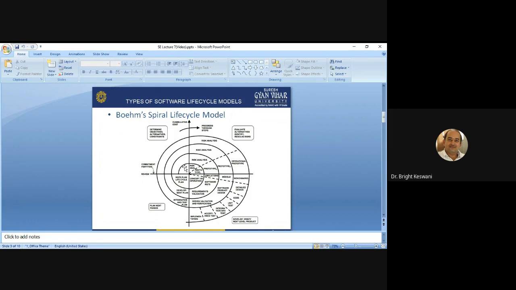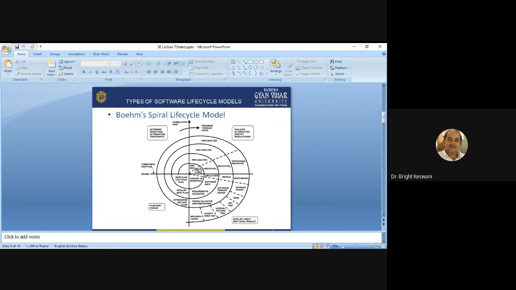the alternative means of implementing this portion of the product, and the constraints imposed on the application of the alternatives. The next step is to evaluate the alternatives relative to the objectives and constraints. So the risk analysis part is there. Risk analysis means evaluation and development of a prototype.